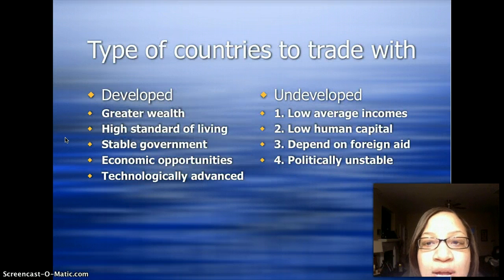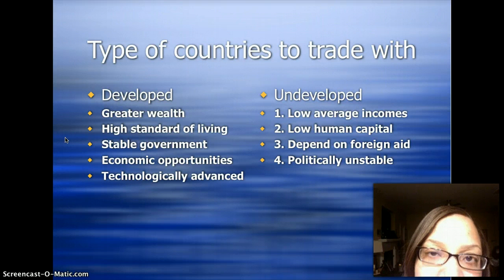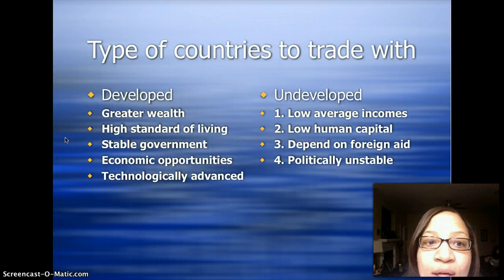So types of countries to trade with. We are considered a developed country because we have greater wealth, we have a higher standard of living, we have a stable government, there are several economic opportunities in our country, and we're technologically advanced. Compared to an underdeveloped country, they have low average incomes, low human capital, they depend on foreign aid for help, and they are politically unstable. And there are some third world countries in Africa, in the Middle East, even in South America. But we are a developed country, so I guess we would be considered a first world country.